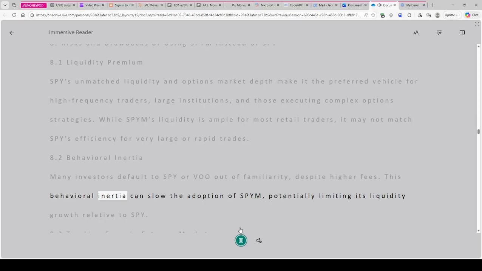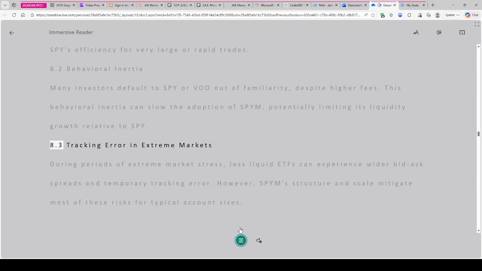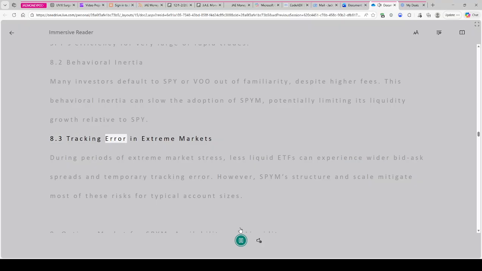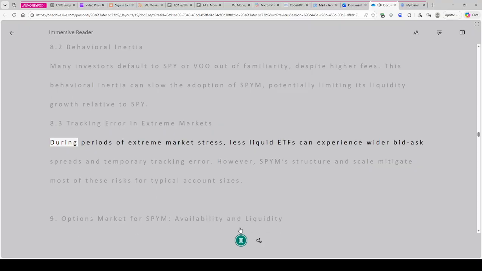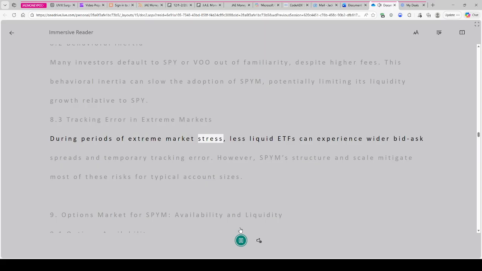8.2 Behavioral inertia. Many investors default to SPY or VOO out of familiarity, despite higher fees. This behavioral inertia can slow the adoption of SPYM, potentially limiting its liquidity growth relative to SPY. 8.3 Tracking error in extreme markets. During periods of extreme market stress, less liquid ETFs can experience wider bid-ask spreads and temporary tracking error. However, SPYM's structure and scale mitigate most of these risks for typical account sizes.